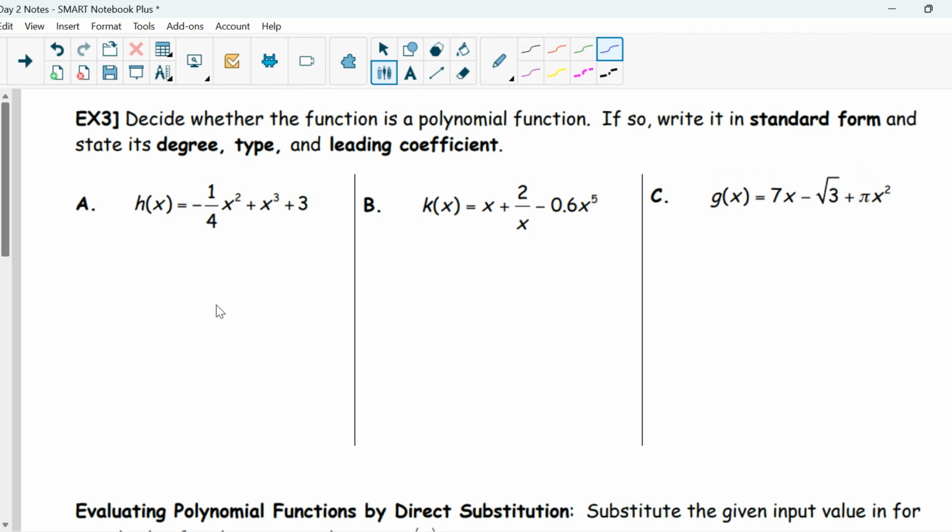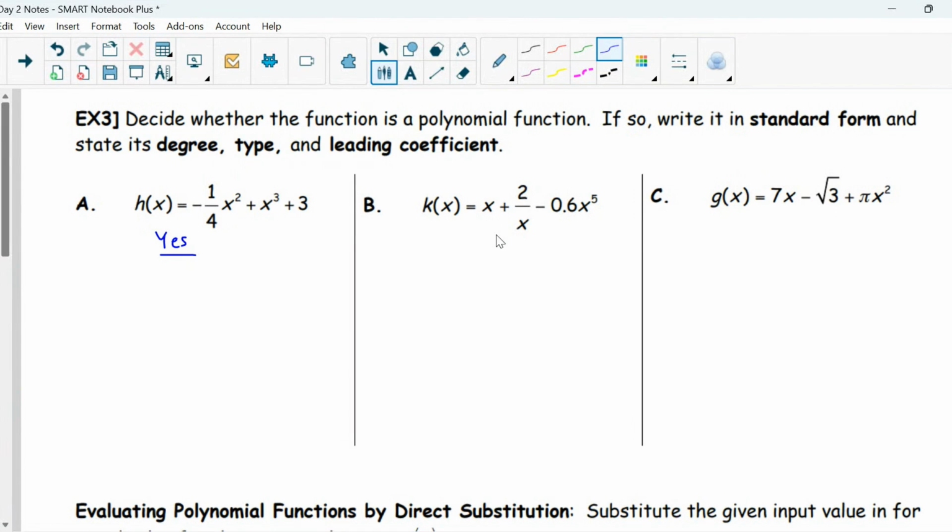Now I need to check my coefficients. Are they real numbers? I have a coefficient of -1/4. That's a real number. 1, and then 3. So we're good to go there. So the first thing I need to answer is yes, this one is a polynomial function.